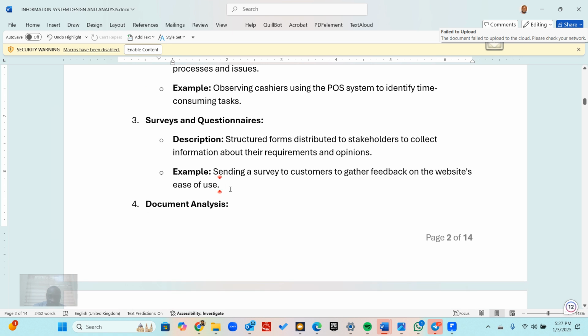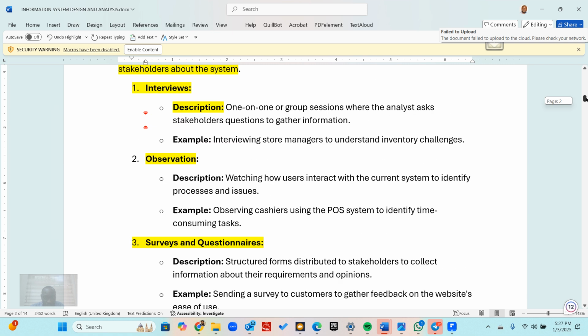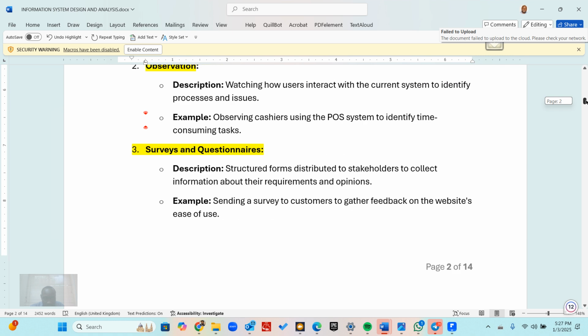Three, we have surveys and questionnaires. Please understand that interviews are one-on-one discussions or group discussions to elicit answers and opinions from the group, especially stakeholders, to gather information. Survey and questionnaires. Surveys are structured forms distributed to stakeholders to collect information about their requirements and opinions.